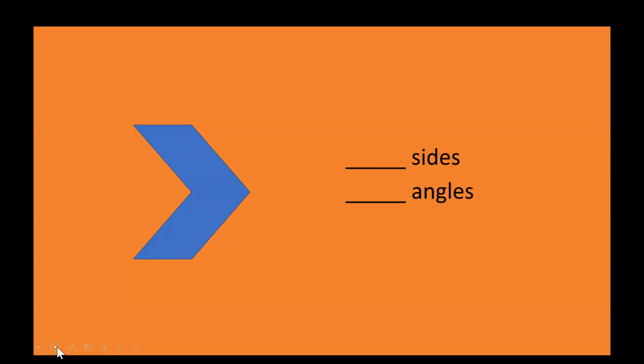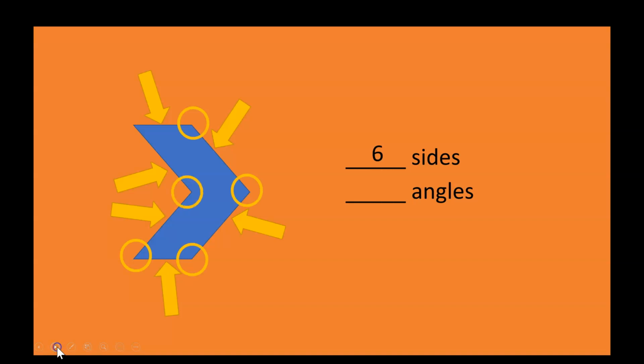All right, let's do this together now. I counted 1, 2, 3, 4, 5, 6 sides, and 1, 2, 3, 4, 5, 6 angles. Is that what you got? If you did, give yourself a kiss on the brain.